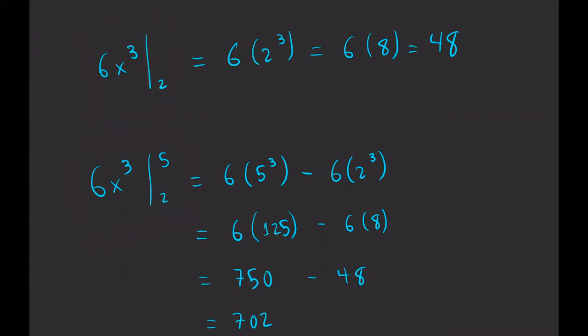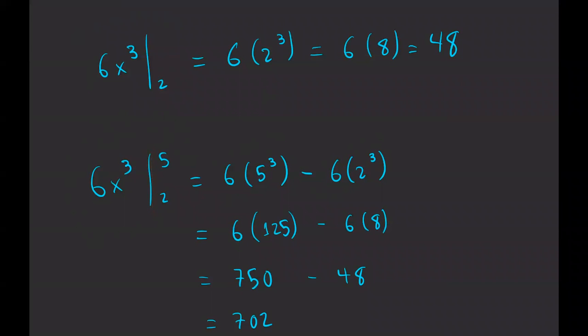This bar means evaluate. If I just put one number, I'm just evaluating at that number. If I put two numbers there, then I have to evaluate at each of them, but then subtract the difference. Make sure that you do the top one first here. So a little bit different, a little bit new notation there, but this bar just means evaluate.